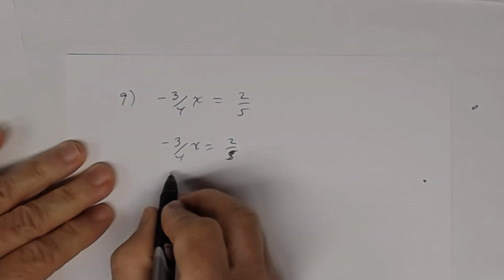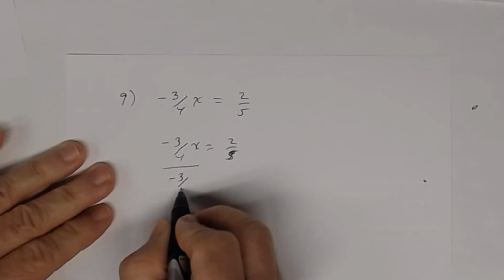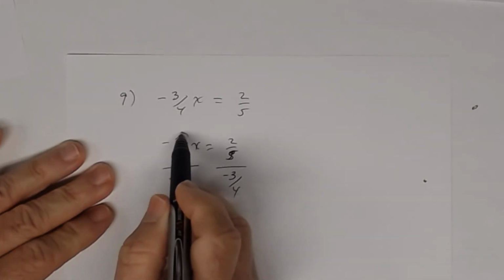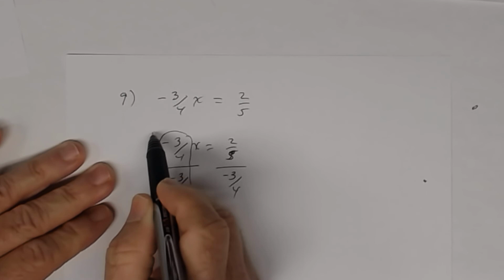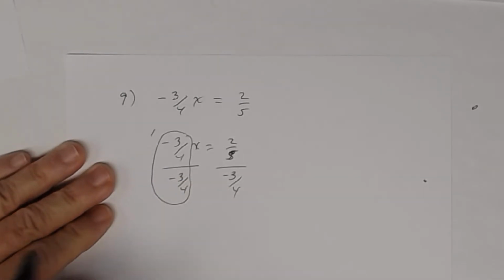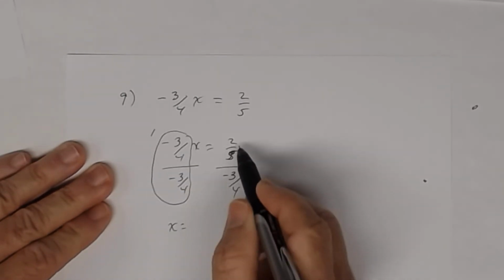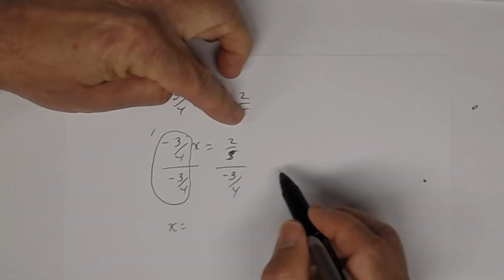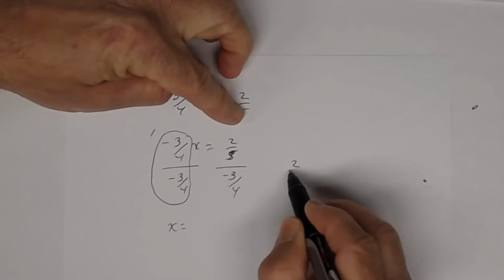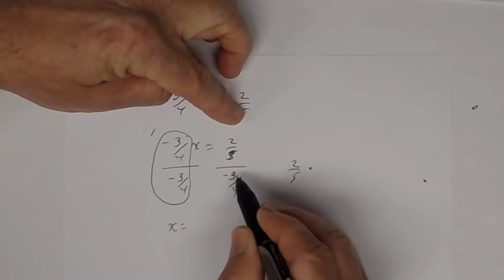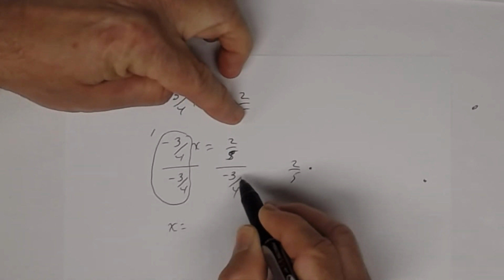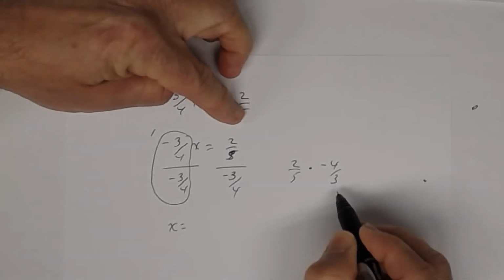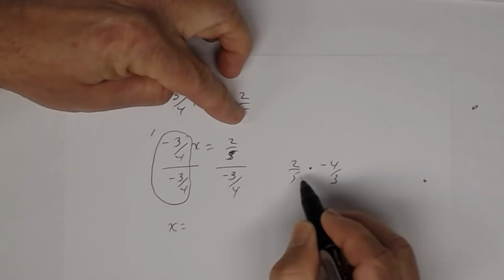So we're going to divide both sides by negative 3/4, right? Negative 3/4, just like this. And then the negative 3/4 divided by negative 3/4 is 1. 1 times x is x, equal. And then I'm going to take the top fraction. So I'm going to change division to multiplication and take the top fraction multiplied by the reciprocal of the fraction in the denominator. So the reciprocal of negative 3/4 is a negative 4/3. Okay? And then reduce if you can.